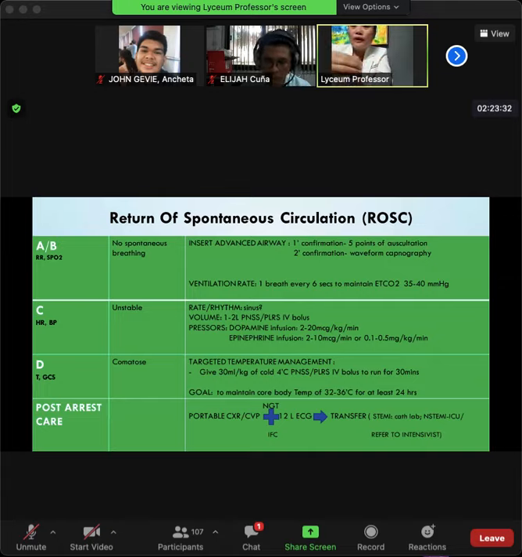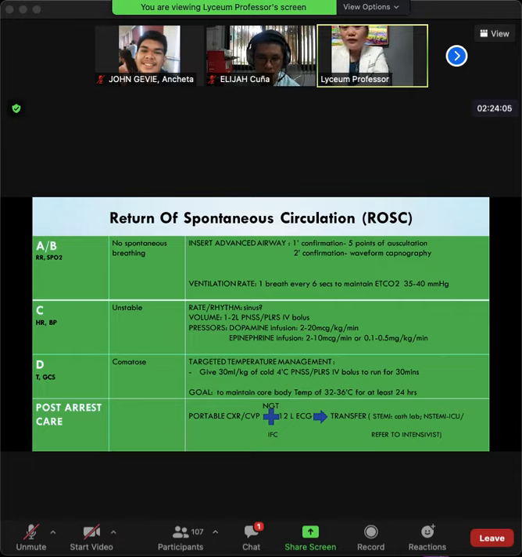Naibibigay mo yung 1 to 2 liters. Unless mayroon kang CHF or cardiac tamponade, you cannot give your IV bolus, kasi mas malulunod yung pasyente. And also, if the patient has crackles, you cannot give IV bolus. So what are you going to do? You can give dopamine infusion at 2 to 20 micrograms per kilogram per minute, or epinephrine infusion at 2 to 10 micrograms per minute, or 0.1 to 0.5 microgram per kilogram per minute.